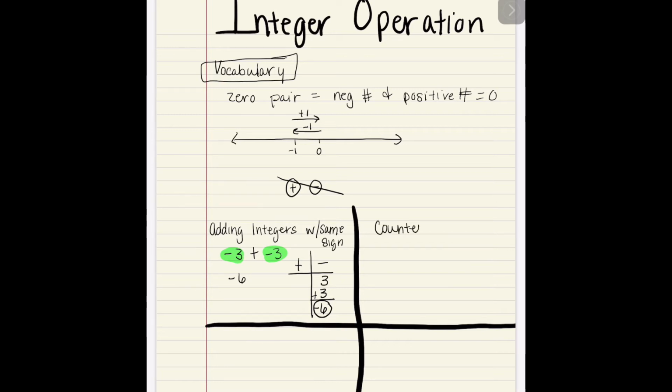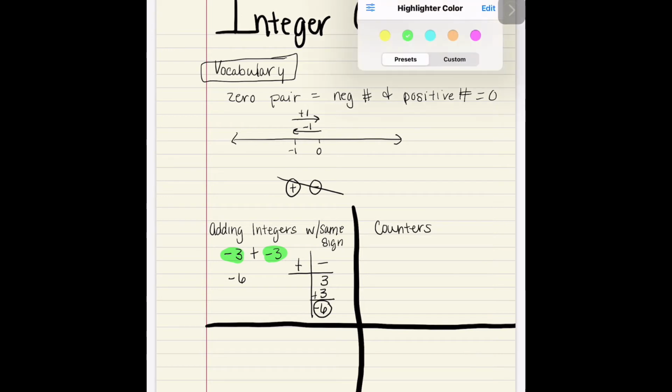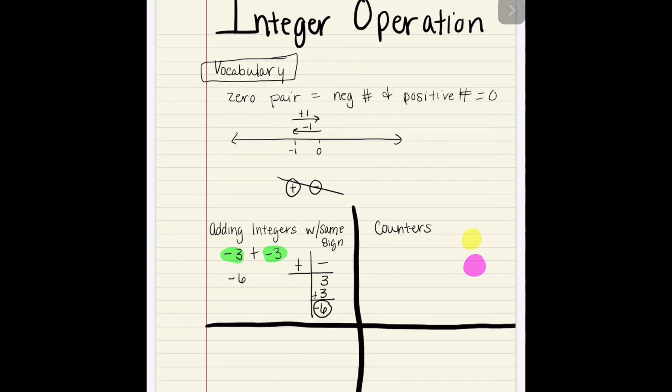Next we're going to solve using counters, and counters are usually demonstrated by using colors. Positive counters usually are demonstrated with either white or yellow, which in this case we're going to use yellow. And negative counters are usually demonstrated with red, but we're going to use pink. And positive is yellow, negative is pink.